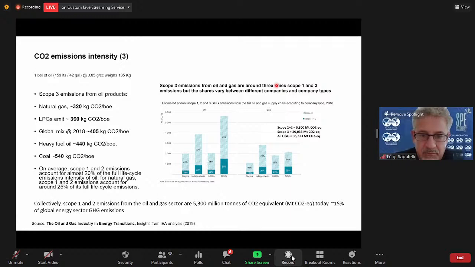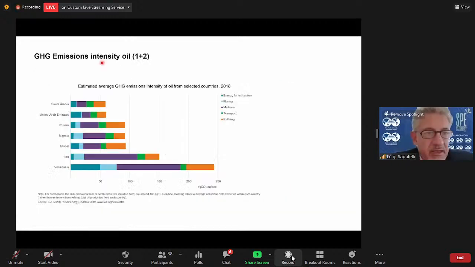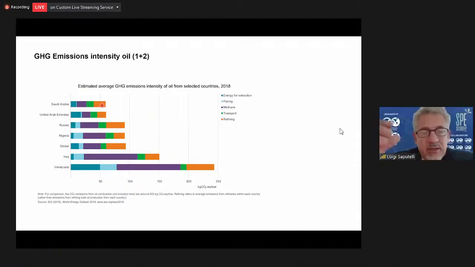How do we calculate the greenhouse gas emission intensity of scope 1 and 2? Well, there are a number of studies, and some of them go from a high level based on the level of activities. In terms of intensity, we see Saudi Arabia, which has to do with the total amount of CO2 creation divided by the total production, the UAE, Russia, Nigeria, and Venezuela. So these are some comparison numbers.